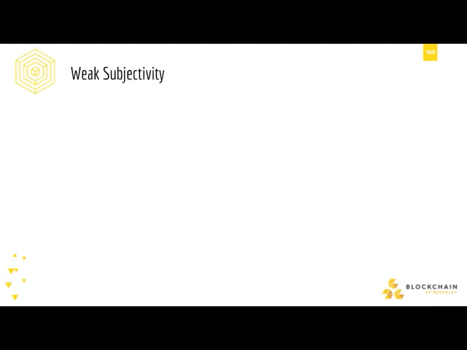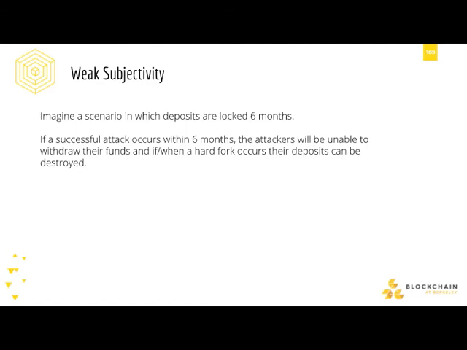Okay, so another issue is weak subjectivity, which I think we've gone over already, have we? A little bit. Okay, cool. So just imagine a scenario in which the deposits are locked for 6 months. If you have a successful attack within those 6 months, in some sense the penalties still bite, because you can't go back and get to those deposits. Even if you're successful in the attack, once the network is back up and running, your deposits can still be burned. But if the attack occurs after the 6 months, those deposits have been released, which means the penalties in the system no longer bite.